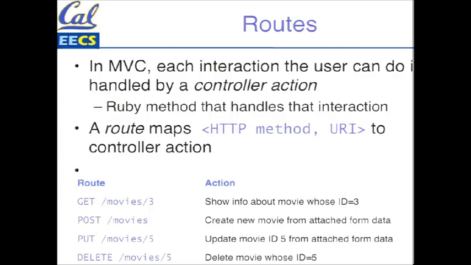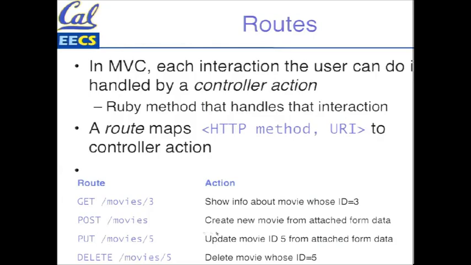So a route is just a way of mapping an HTTP method, like get or post, which we talked about when we did our HTTP overview, and a URI to some controller action. Fundamentally, that's all it is. Here are some examples of possible routes. If we have a route where the HTTP method is get, and the URI is /movies/3, this could be a way to say, show me information about the movie whose ID in the database equals 3. A route with post /movies could mean create a new movie from the information that's in the form attached to this HTTP request. You guys will do a little bit of that in homework number 2.